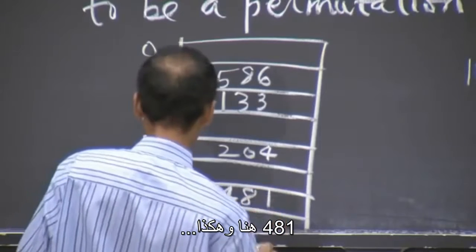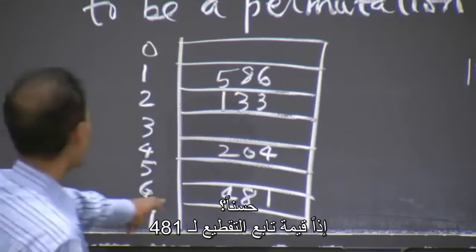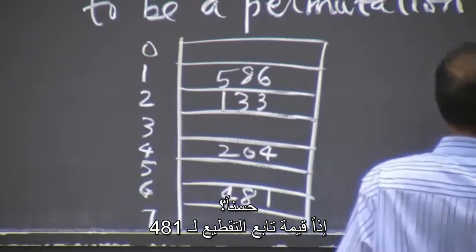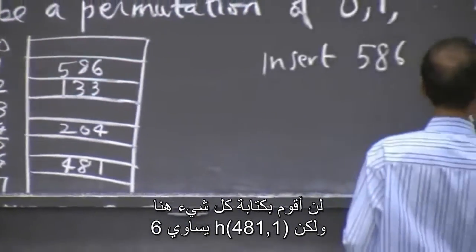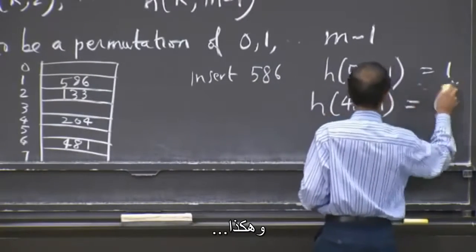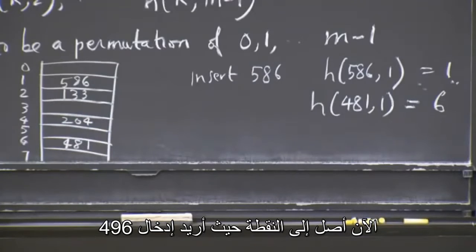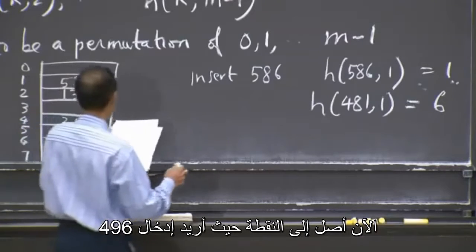481 goes out here, and so on. Because the hash table is empty, my very first trial is successful. So h of 481, 1 happens to be 6, and so on. Now I get to the point where I want to insert 496.